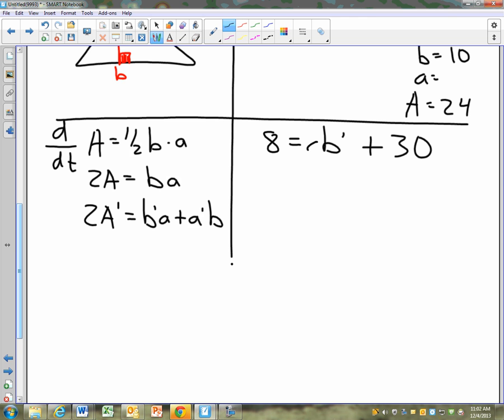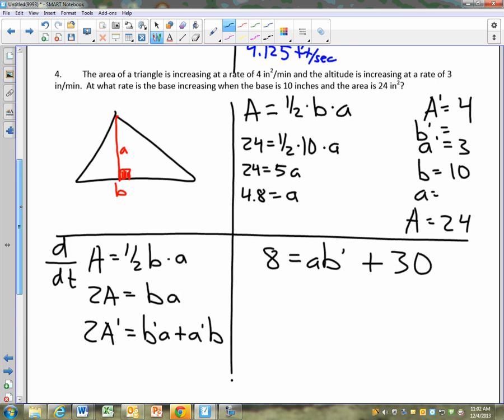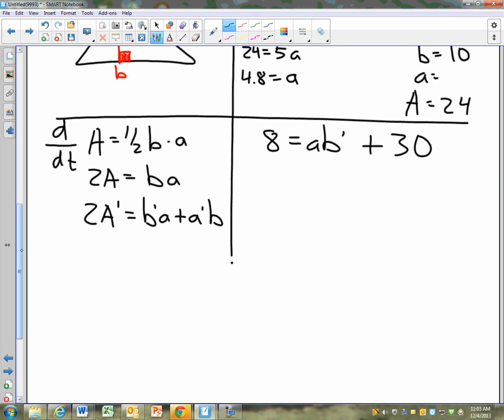So we need to find this A value here. I know that area is currently equal to 24, which is 1/2 times, do we know the base? 10, we don't know A. So 24 is equal to 5A, or 4.8 is equal to A. We divide both sides by 5. So 8 is equal to 4.8 B prime plus 30.